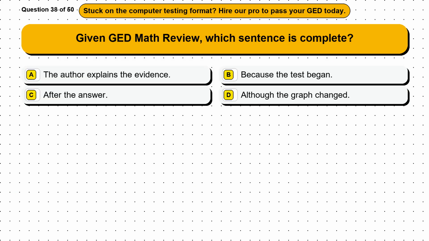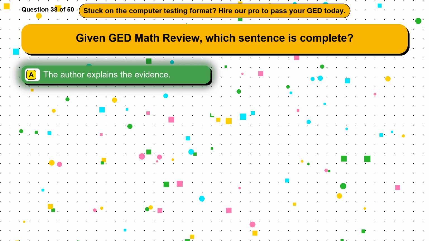Question 38. Given GED Math review, which sentence is complete? Option A. The author explains the evidence. Option B. Because the test began. Option C. After the answer. Option D. Although the graph changed. The correct answer is option A.